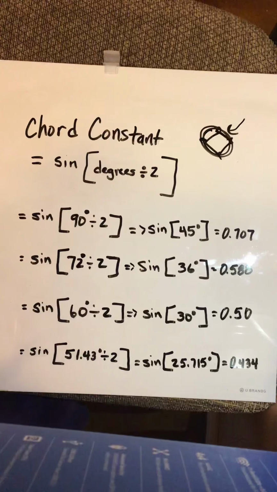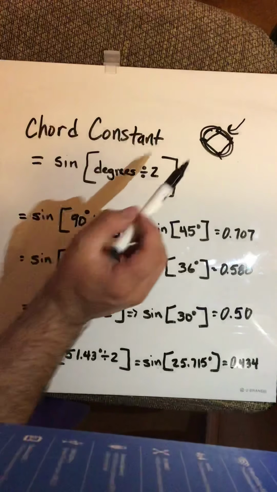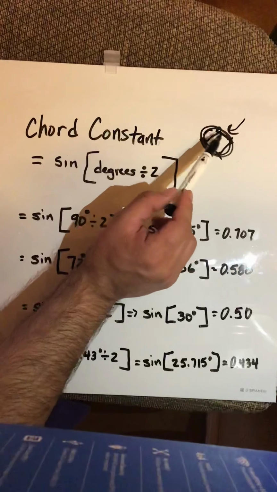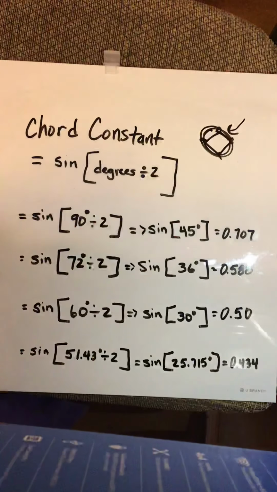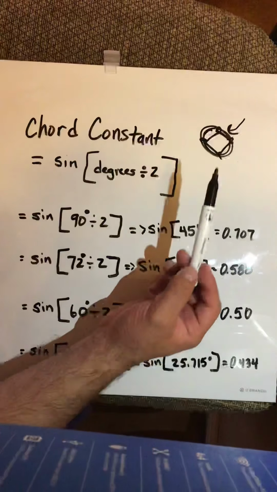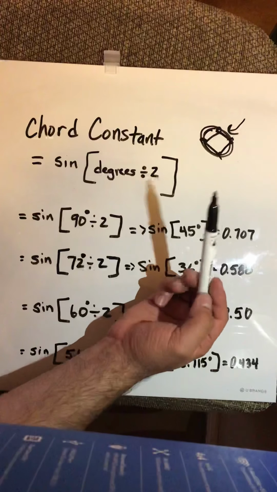Hello everyone, back again. This video will help you out for your project number 5. In this video we're trying to find the chord distance. If you remember the previous video, the chord distance, or the chordal distance, is the distance between hole to hole on a circular pattern.